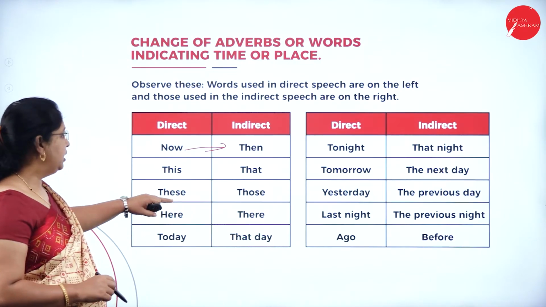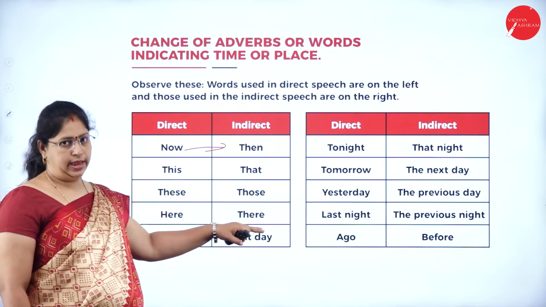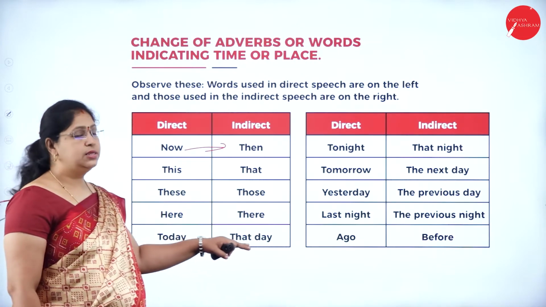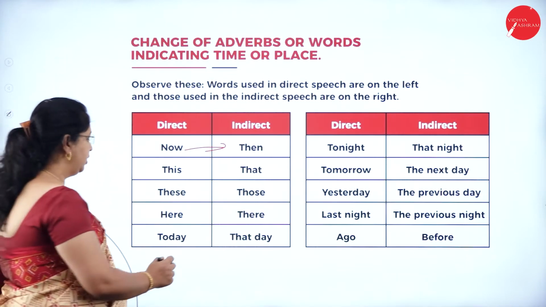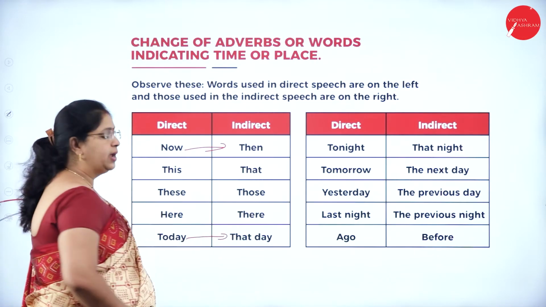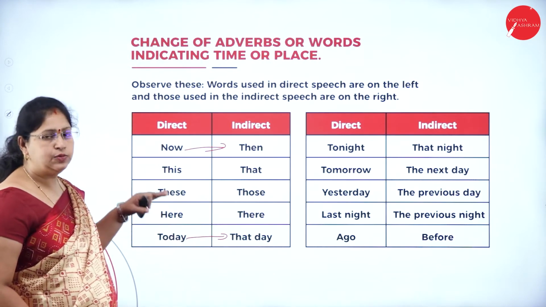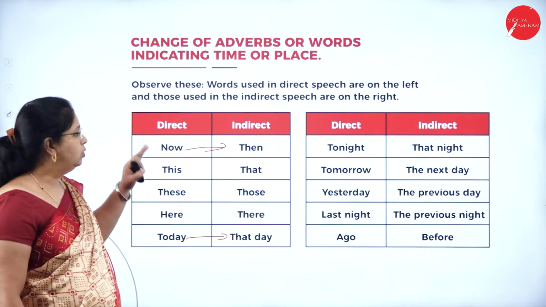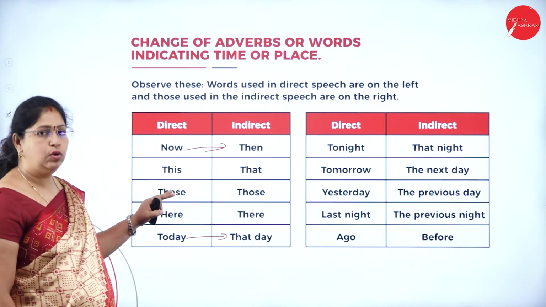Okay, these becomes those, here becomes there, today becomes that day. We usually keep today as it is, but we need to make this change. Today becomes that day. Okay, this table is very important. You need to remember these words to change from direct to indirect.